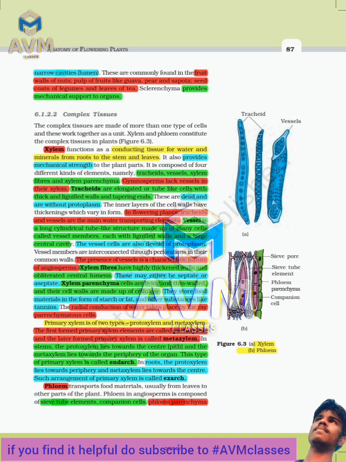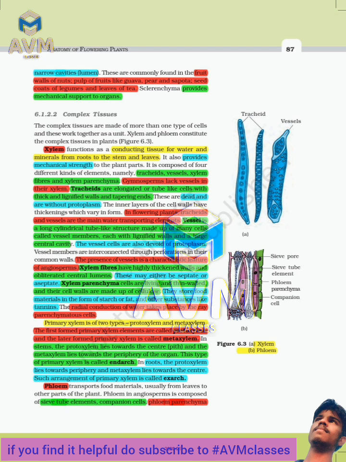Primary xylem is of 2 types, protoxylem and metaxylem. The first formed primary xylem elements are called protoxylem and the later formed primary xylem is called metaxylem. In stems, the protoxylem lies towards the center and the metaxylem lies towards the periphery of the organ. This type of primary xylem is called endarch. In roots, the protoxylem lies towards the periphery and metaxylem lies towards the center. Such arrangement of primary xylem is called exarch.